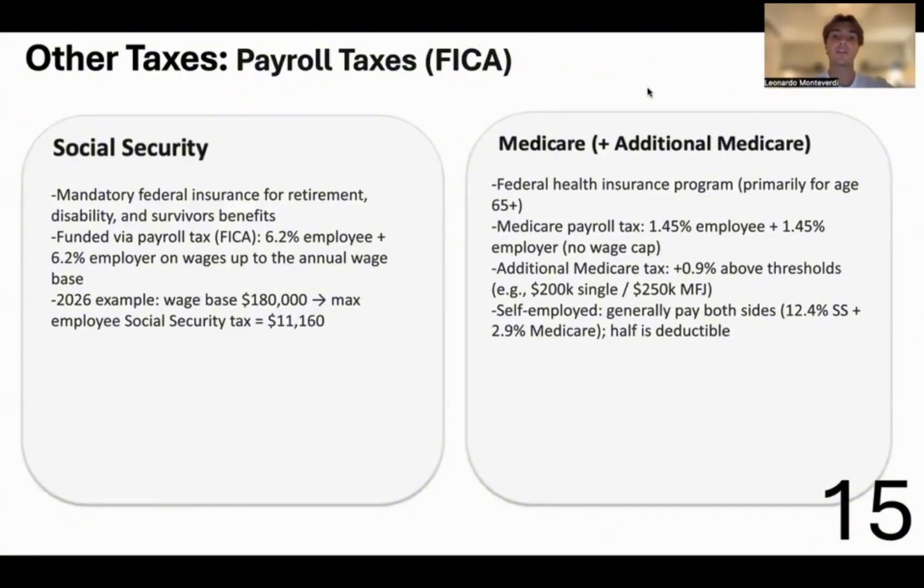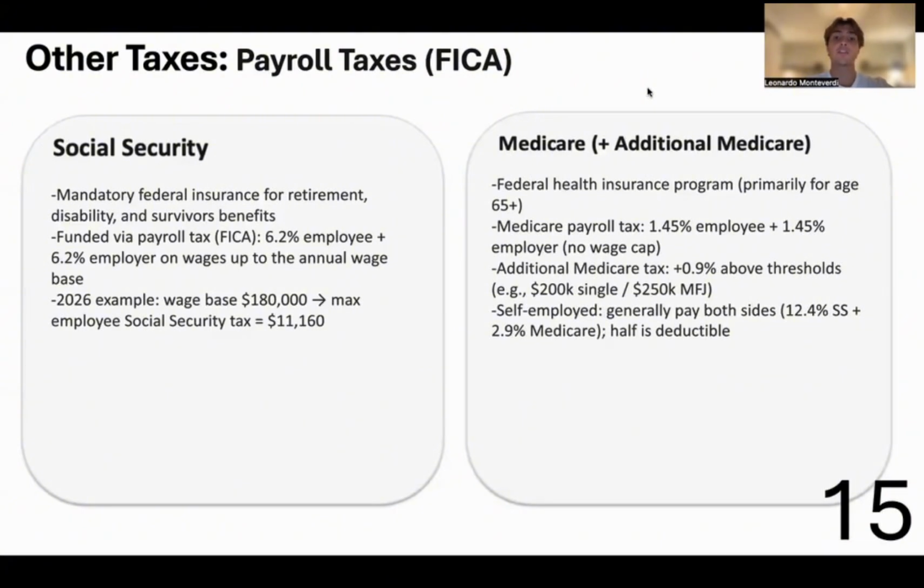Then there's Medicare. Medicare is the federal government's health insurance program. It's primarily for people 65 and older. It's also funded through payroll taxes, but unlike Social Security, there's no wage cap. The base Medicare payroll tax is 1.45% for the employee, and then also 1.45% for the employer on all wages. For higher earners, there's also the additional Medicare tax, which adds 0.9% once wages pass certain thresholds, and that's 200,000 for single filers and $250,000 for married filing jointly.